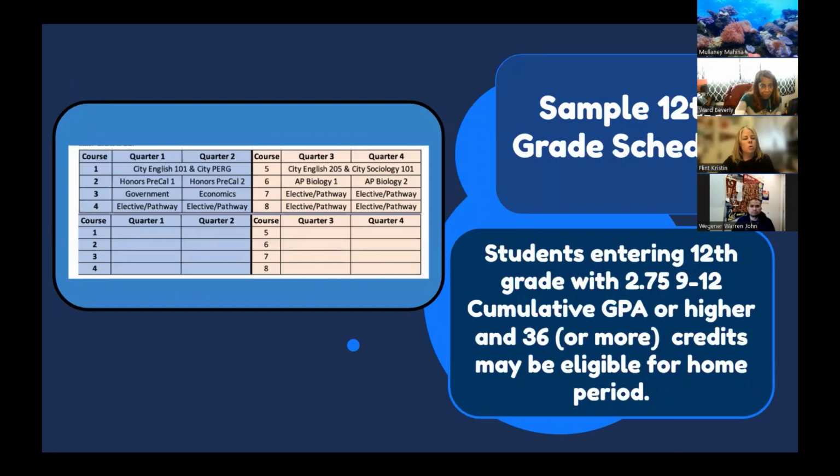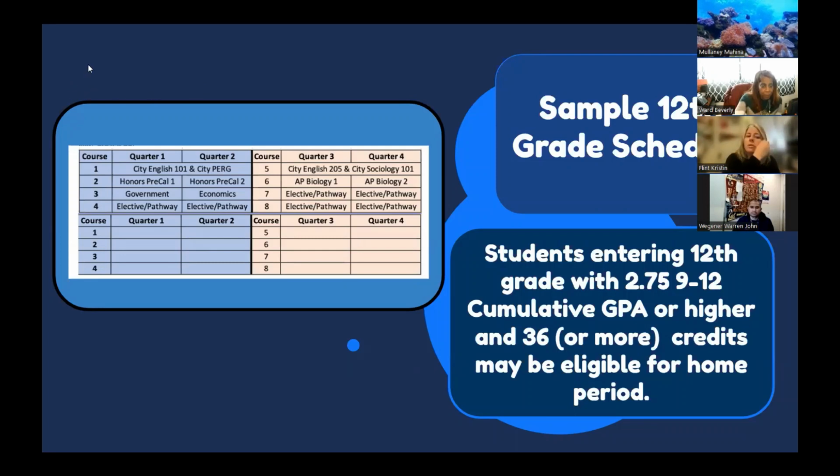So regarding home period, home period is available for students who are going to be seniors. You must have at least a 2.75 9 through 12 GPA by the end of summer school in order to be eligible for home period, and at least 36 credits.